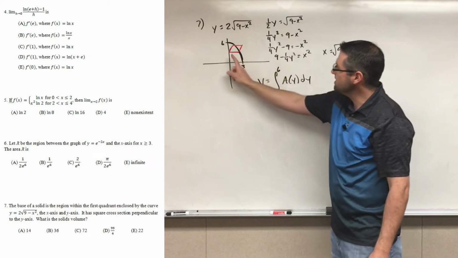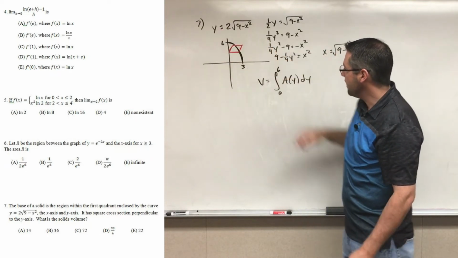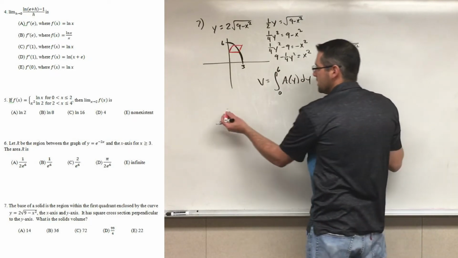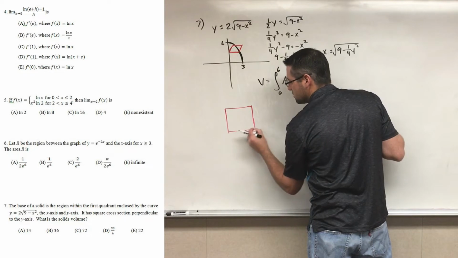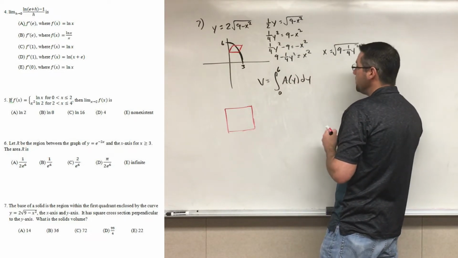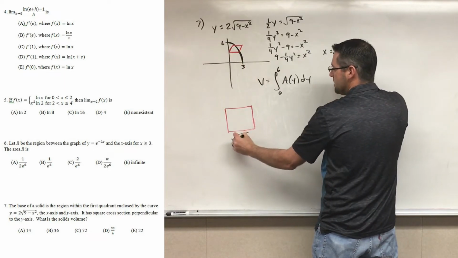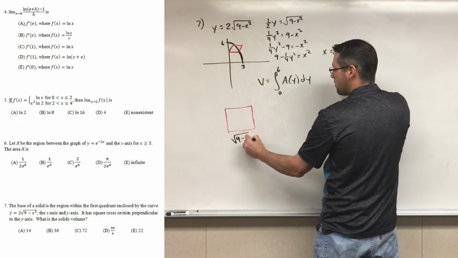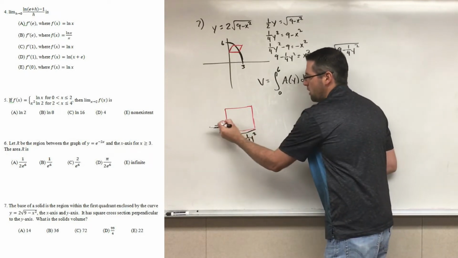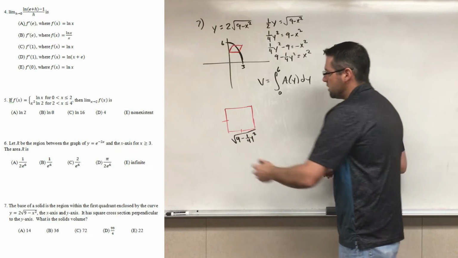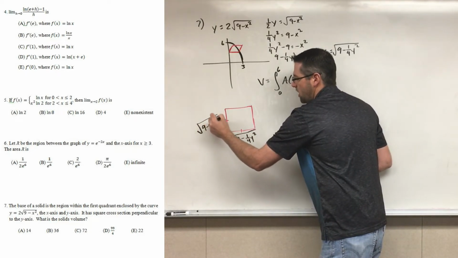This expression represents the distance from the y-axis to the curve. Now we need to figure out the area. So what we do is we draw a picture of the cross-section. It says that the cross-sections are squares. Well, we know that this length is radical 9 minus 1/4 y squared. Because this is a square, we know that all sides are congruent. So we can also say that this side is radical 9 minus 1/4 y squared.